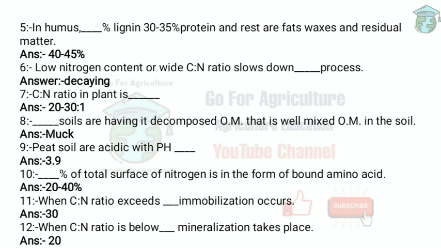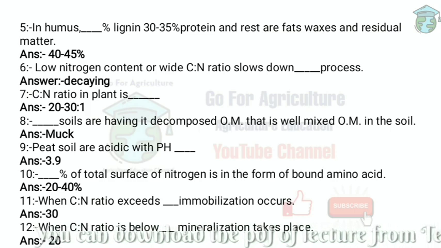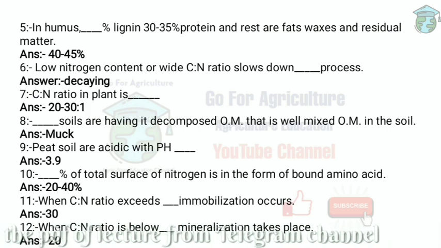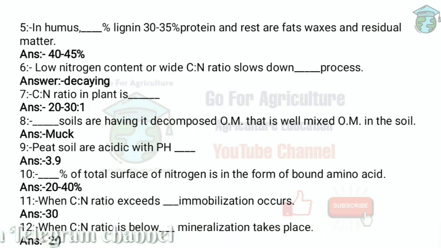Next question, 20 to 40 percent of total surface soil nitrogen is in the form of bound amino acids. So this is the nitrogen for mineralization and immobilization. So 20 to 40 percent of total surface soil nitrogen is bound amino acid, and 5 to 10 percent is combined hexosamines.